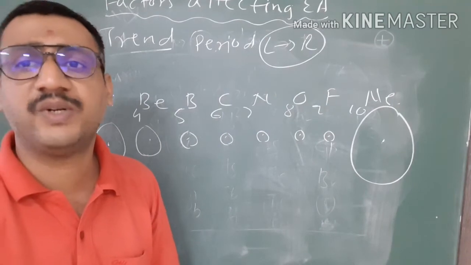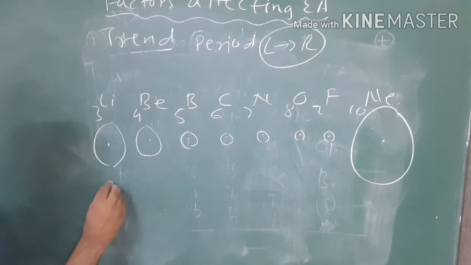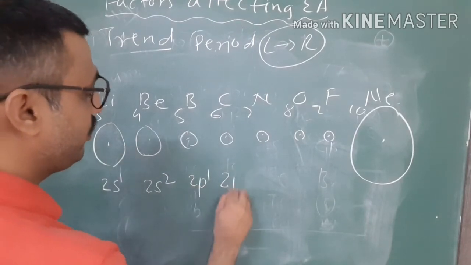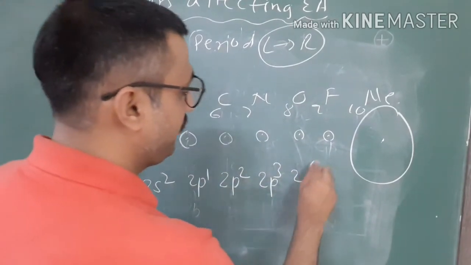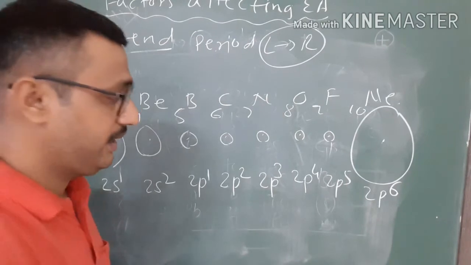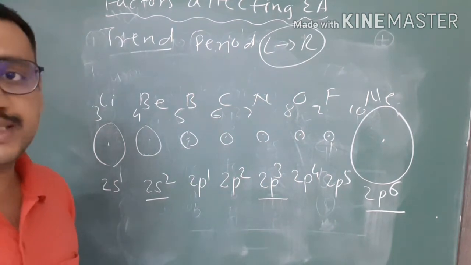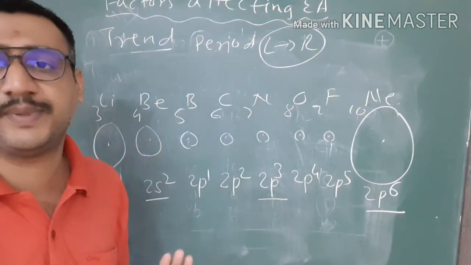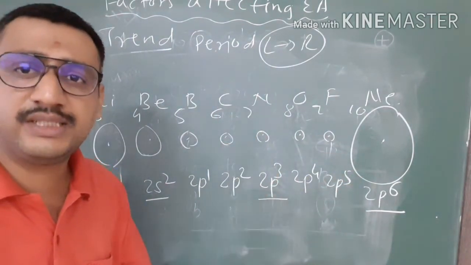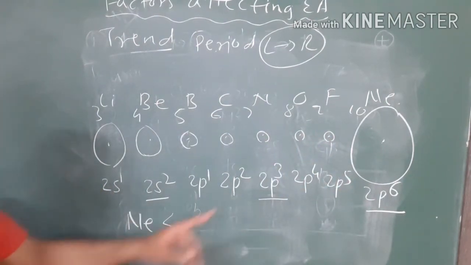This is the correct expectation, but we should have a look at the electronic configuration. The outer shell electronic configuration for lithium is 2s1, beryllium 2s2, boron 2p1, carbon 2p2, nitrogen 2p3, oxygen 2p4, fluorine 2p5 and neon 2p6. We studied that if the outer shell electronic configuration is either p6, p3 or s2, then electron affinity is the lowest, irrespective of its effective nuclear charge and atomic size. So amongst all these, which will have the least electron affinity value? By default, it's neon. Neon shows the least electron affinity value amongst all these.